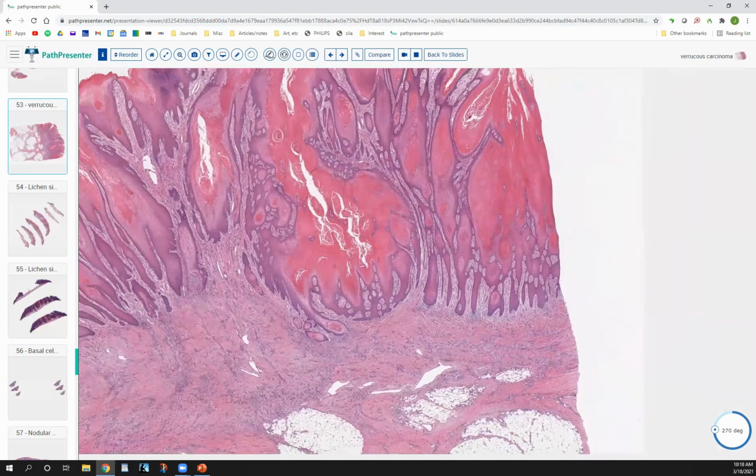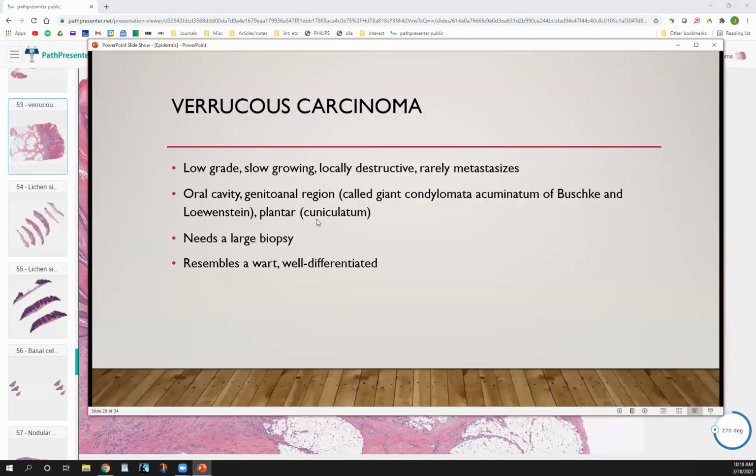So that's important. And I kind of summarize this right here. So just think about it. If you're even suspecting verrucous carcinoma, just make sure you get that large biopsy. Otherwise, the surface can resemble that of a wart, and it's a very well differentiated lesion. So that's why it causes problems.